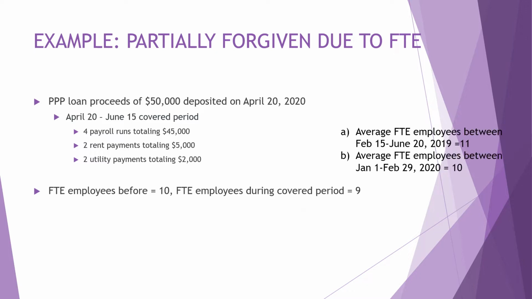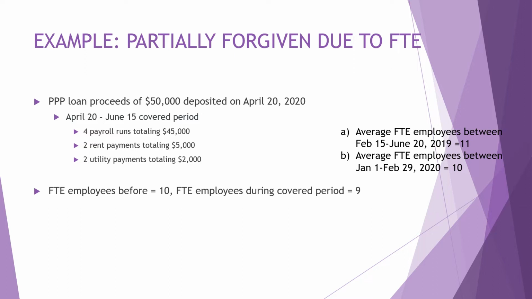They say you can use one of 2 time periods. So the first one you can look at is your average full-time equivalent employees between February 15th of 2019 and June 30th of 2019. So in this example, I'm going to say that was 11. And then you can compare that to your average full-time equivalent employees between January 1st of 2020 and February 29th of 2020, which is 10 in this example. You'll want to use the lower of the two, since that is your denominator in this equation and it affects the forgiveness computation. So we're going to use 10 here, like I said.